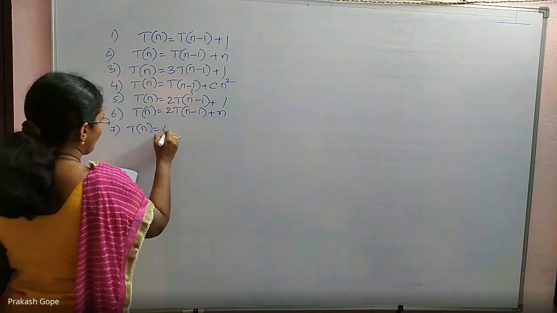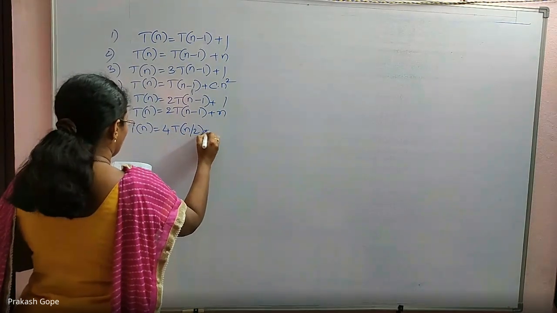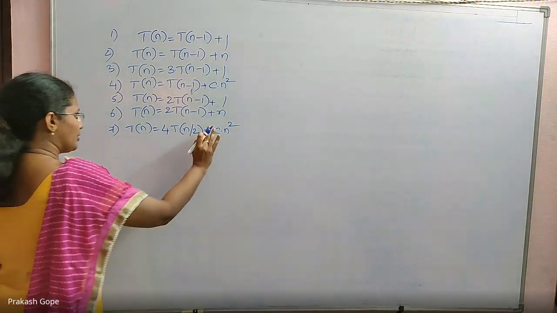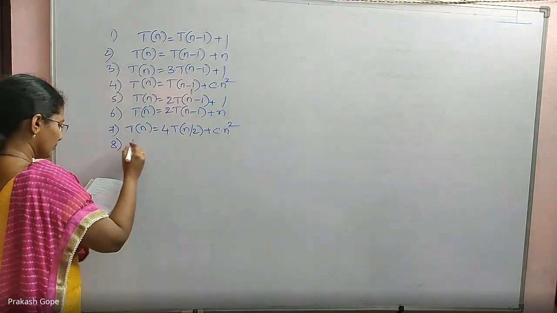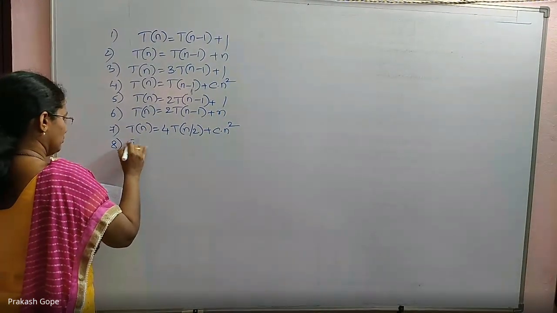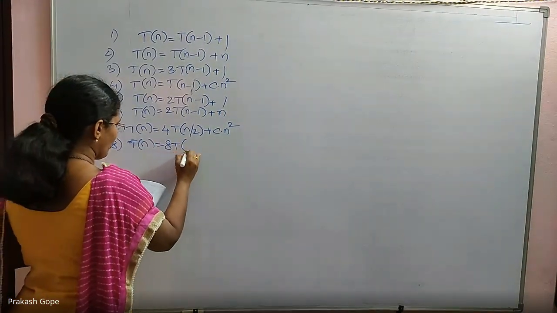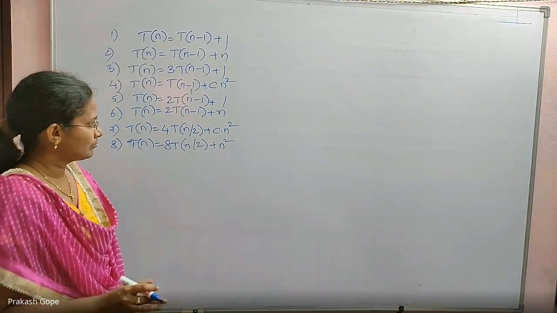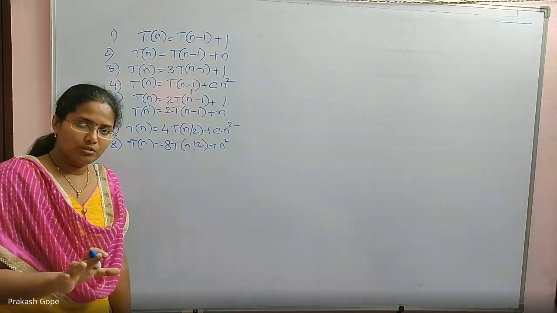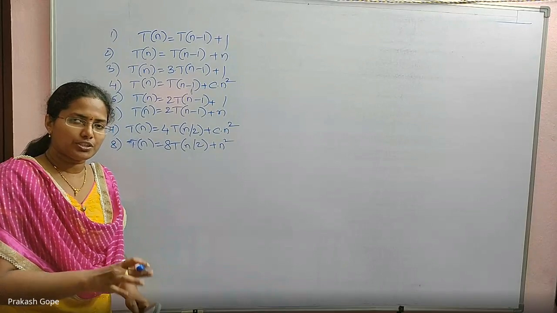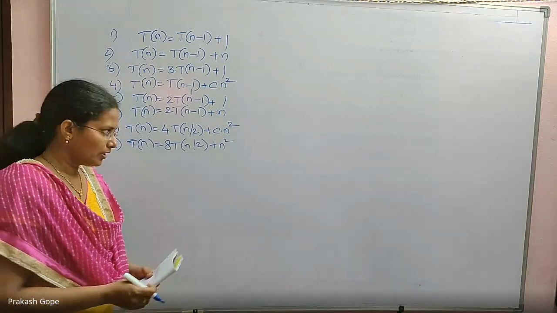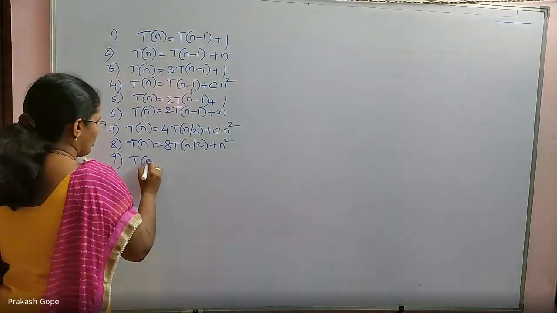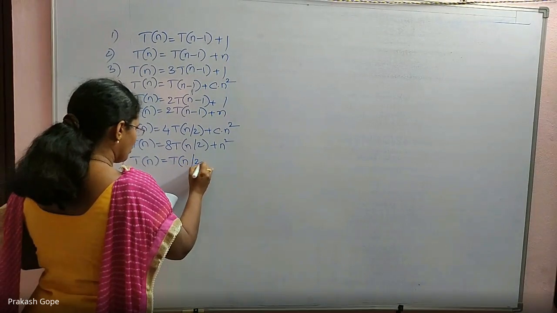T of n is equal to 4 times T of n by 2 plus C into n square. C is constant. Even if C is not there, still that's fine. T of n is equal to 8 into T of n by 2 plus n square. See, all these questions I am writing from the Algorithms Cormen book. I am writing each and every question given in the exercise from the Cormen book, which is like a Bible for algorithms. T of n is equal to T of n by 2 plus root n.